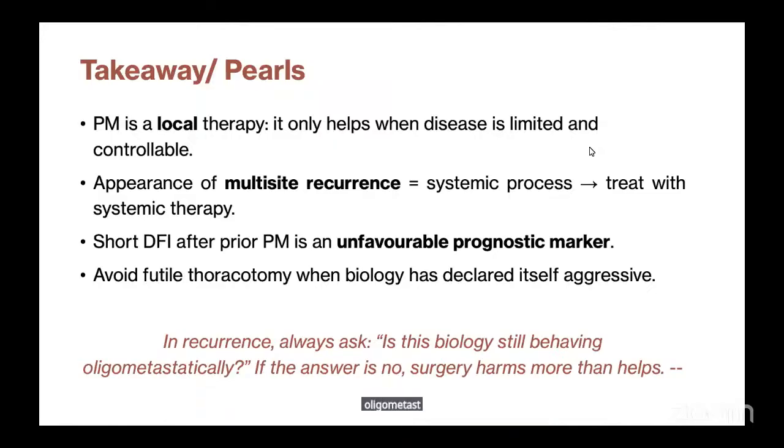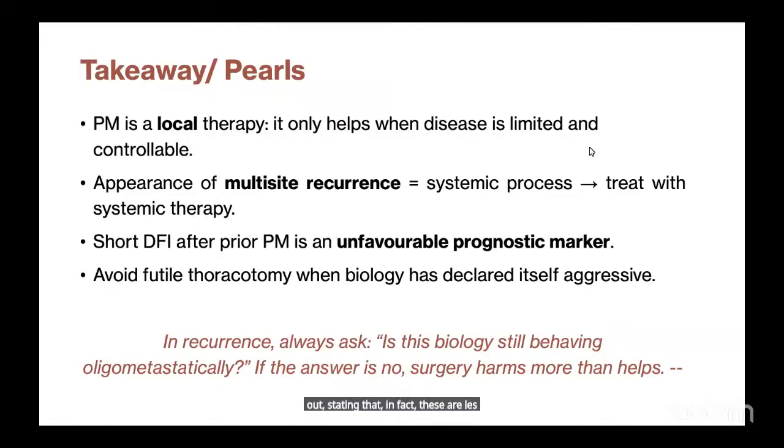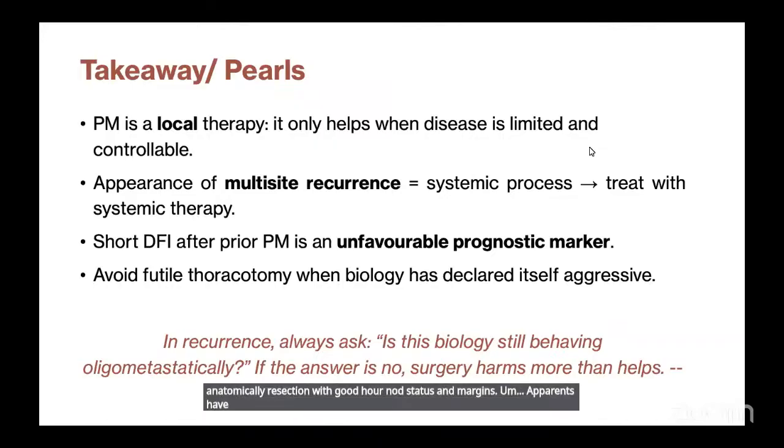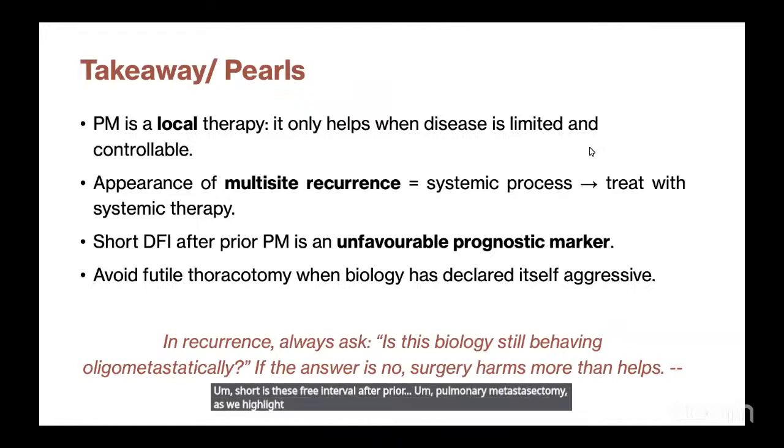So what are some of the takeaway pearls from oligometastatic disease and where they look at pulmonary metastasectomy? So pulmonary metastasectomy, it's a local therapy. It only helps when disease is limited and controllable, and you've set out stating that in fact these are lesions I can anatomically resect with good R0 status and margins. The appearance of multi-site recurrence suggests a systemic process, so you always want to still consider treating with systemic therapy. A short disease-free interval after prior pulmonary metastasectomy, as we highlighted, is an unfavorable prognostic marker.